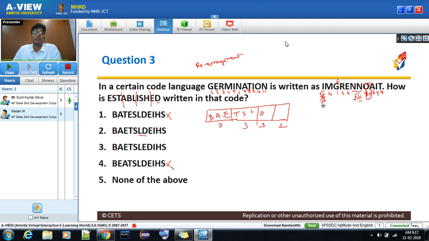Now look at the next one. After L, which is the sixth position, we need to look at the I, that is the letter in the seventh position, which will come and sit in the ninth place here. So I should come here. This time we notice that these things look correct. So we can go ahead and mark the second option.